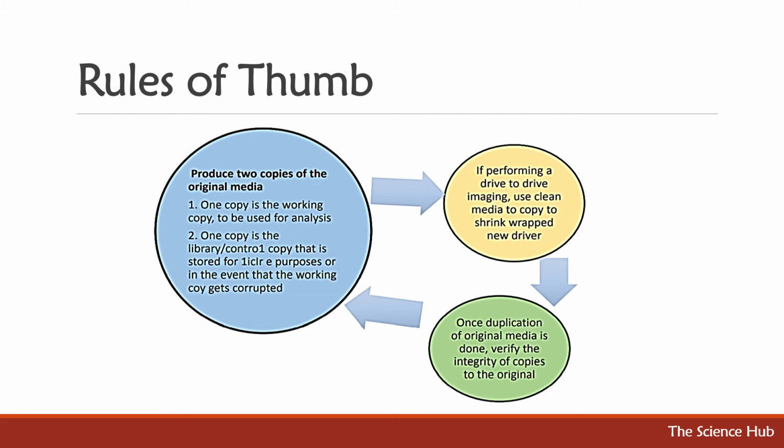Rules of thumb. Produce two copies of the original media. One copy is the working copy to be used for analysis. One copy is the library control copy that is stored for evidentiary purposes, or in the event that the working copy gets corrupted. If performing drive to drive imaging, use clean media, such as a shrink-wrapped new drive. Once duplication of the original media is done, verify the integrity of the copies against the original.